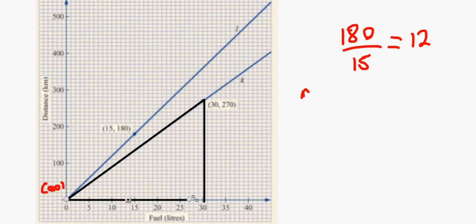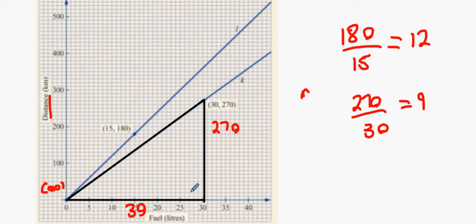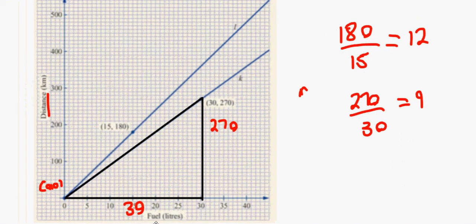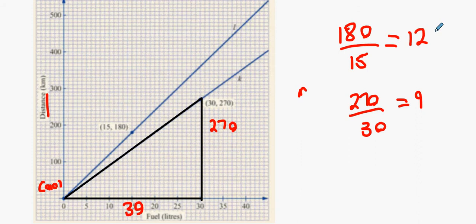Now, how do we get the slope of this, guys? 270 divided by 30. And what's 270 divided by 30? 9. Now, what does this stand for? Kilometers and liters. So what do you reckon it's going to be? 12 kilometers per liter. 9 kilometers per liter. Does that make sense? It goes up 12 kilometers for every liter.